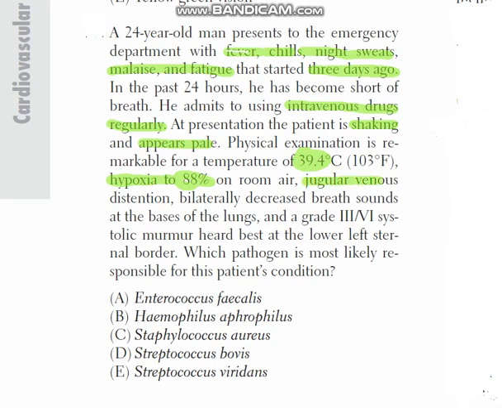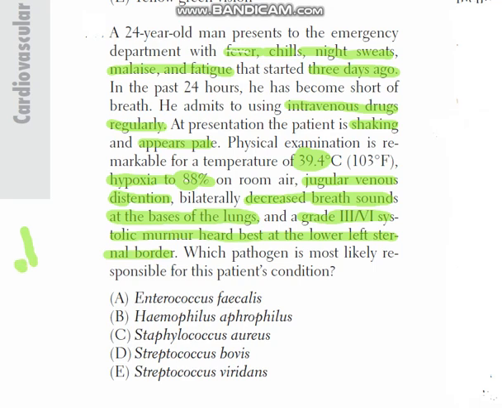Jugular vein distension means there is right ventricular failure or right heart failure, and the second sign is decreased breath sound, which means there is an accumulation of fluid at the base of the lung. And a grade 3 to grade 4 systolic murmur heard best at the lower left sternal border. Lower left sternal border means here we can think of the tricuspid valve.